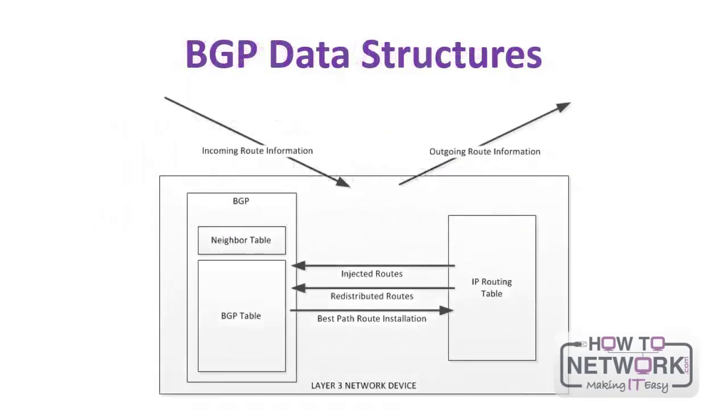So the BGP data structure is unique. Now you have your incoming router information, your outgoing router information, but here's what's actually happening. This information is being inserted into the BGP table, as well as any routes that are being redistributed. The BGP table then is providing the best path route based on the BGP best path decision matrix, which you'll learn a little bit more about in this video. But if you'd like to know more about that in detail, please see How to Networks CCNP routing videos for specific details on how BGP chooses best path.